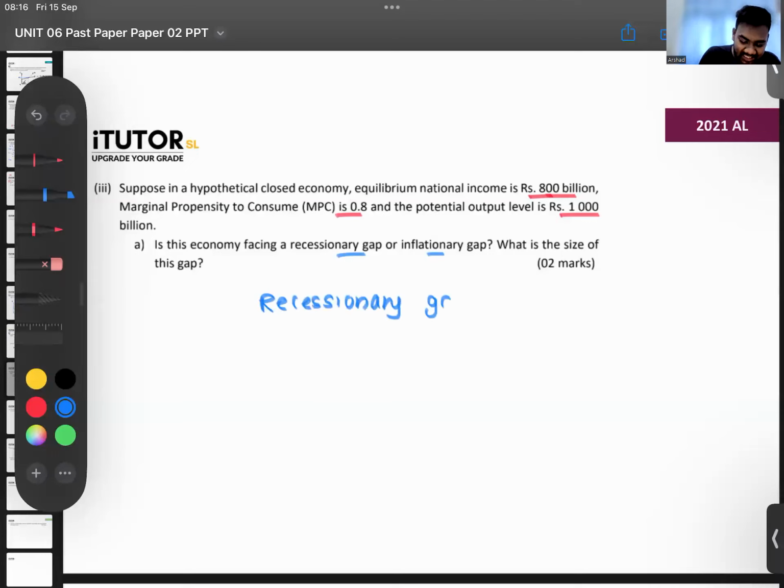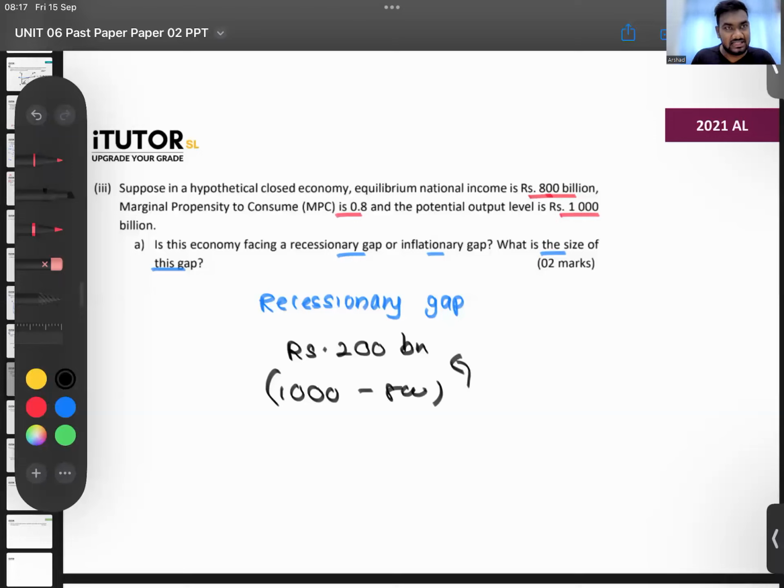If you want, you can give a small line saying because the equilibrium level of national income is lesser than the full employment level of national income. You don't even have to explain that, but it's not nice when they give you 2 marks and you have tried just 2 words. So we'll say recessionary output gap because the full employment level is greater than equilibrium. Then they're asking, what is the size of this gap? 200 billion. You don't have to put a minus. You can say there's a recessionary output gap of 200 billion. Full employment is 1000. If you want, show the workings: equilibrium is 800. That's how you get a 200 billion recessionary output gap.